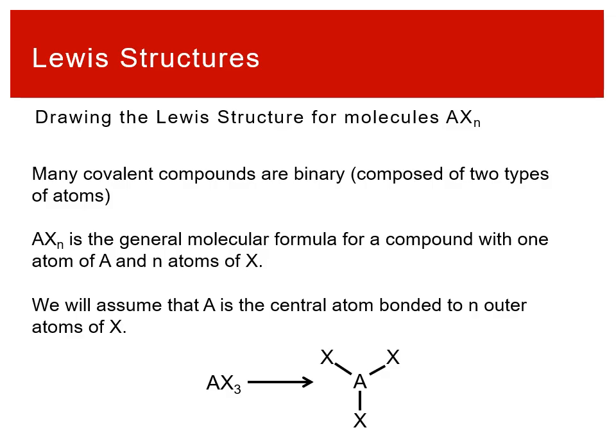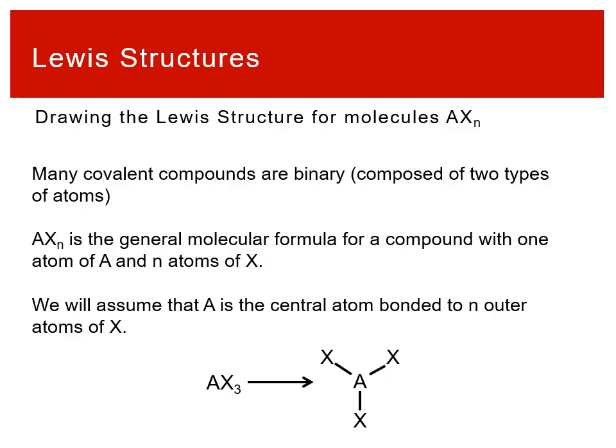These are things composed of two types of atoms. And specifically, we're only going to have one of our first type of atom. So you can see at the bottom, AX3. A would be the atom in the middle, bonded to 3 atoms of atom type X.